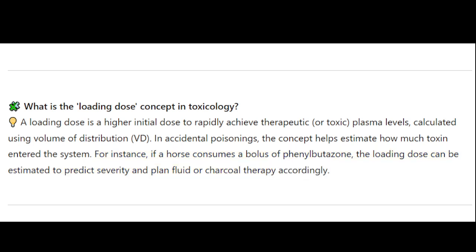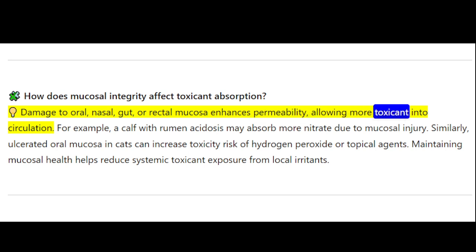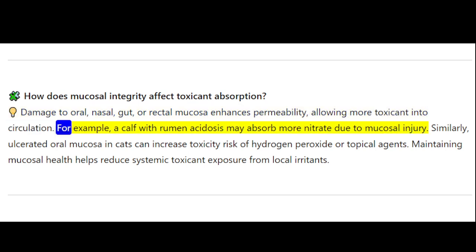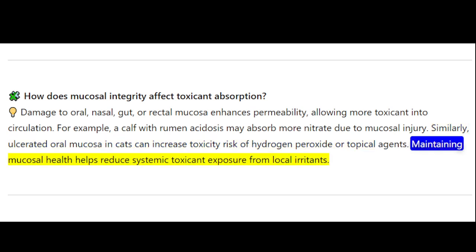How does mucosal integrity affect toxicant absorption? Damage to oral, nasal, gut, or rectal mucosa enhances permeability, allowing more toxicant into circulation. For example, a calf with rumen acidosis may absorb more nitrate due to mucosal injury. Similarly, ulcerated oral mucosa in cats can increase toxicity risk of hydrogen peroxide or topical agents. Maintaining mucosal health helps reduce systemic toxicant exposure from local irritants.